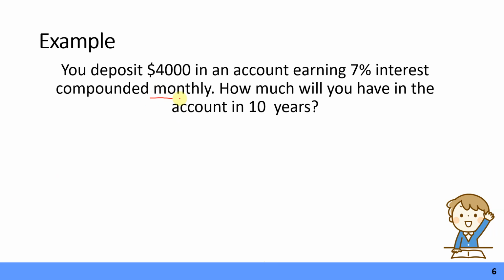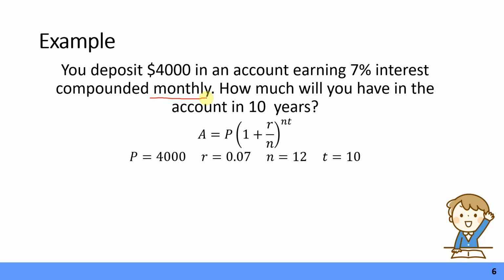Again, what gives it away is this right here. Remember when I told you that when you have the word quarterly, monthly, daily, semi-annually, all of those are just keywords to tell you that we're going to be using the first formula. So first thing we identify is which formula we're going to be using, which is the normal compounding formula. And then we start giving values to our variables.